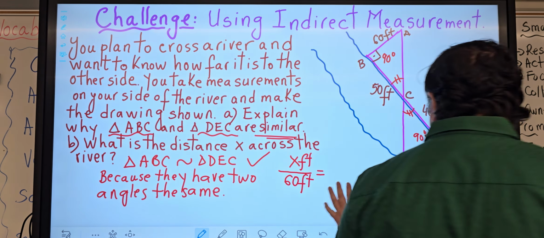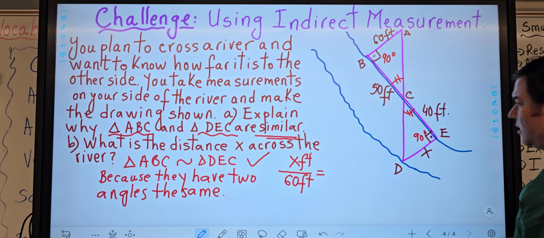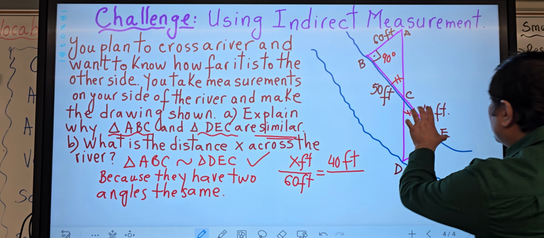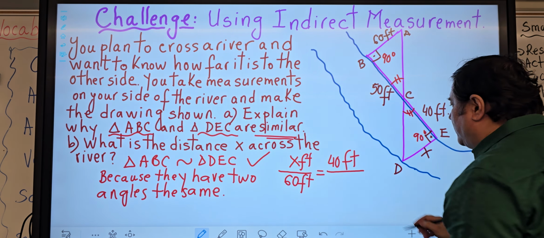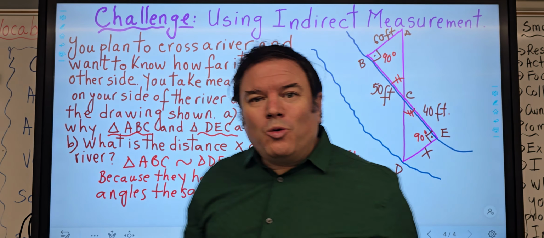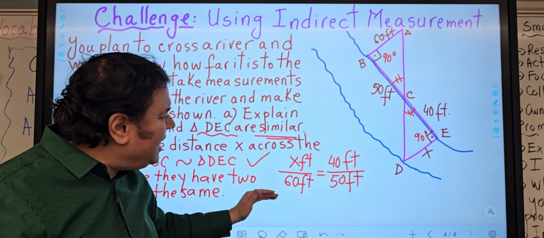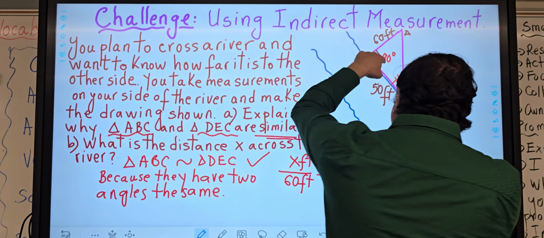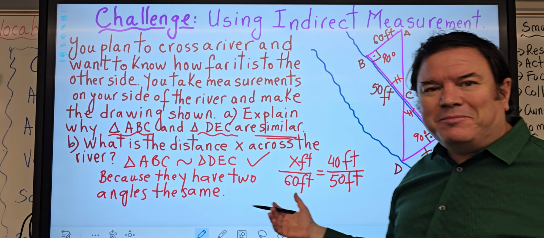Now we can say equals 40. This side here that's close to 90, so 40 feet over the corresponding side from the other triangle, which is this side here, BC, which is 50 feet. You see, we set up a proportion. X over 60 should equal 40 over 50 because we already know that both of these triangles are similar. We proved it. They have two angles the same.